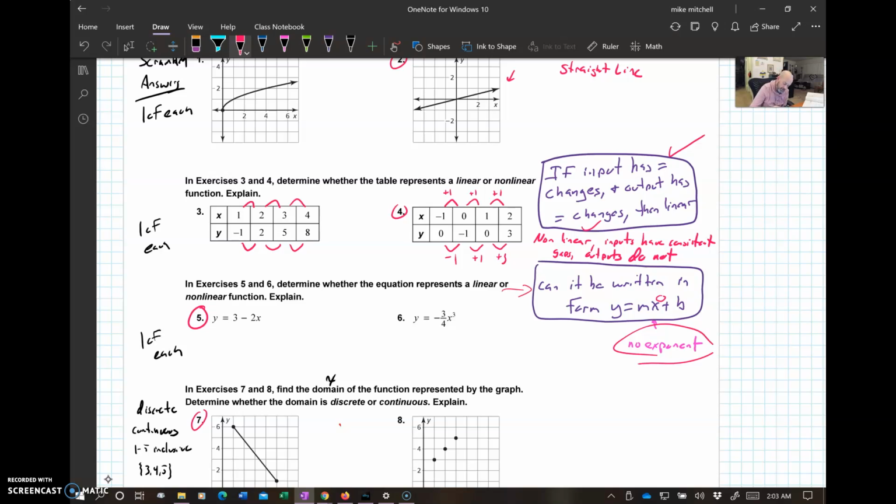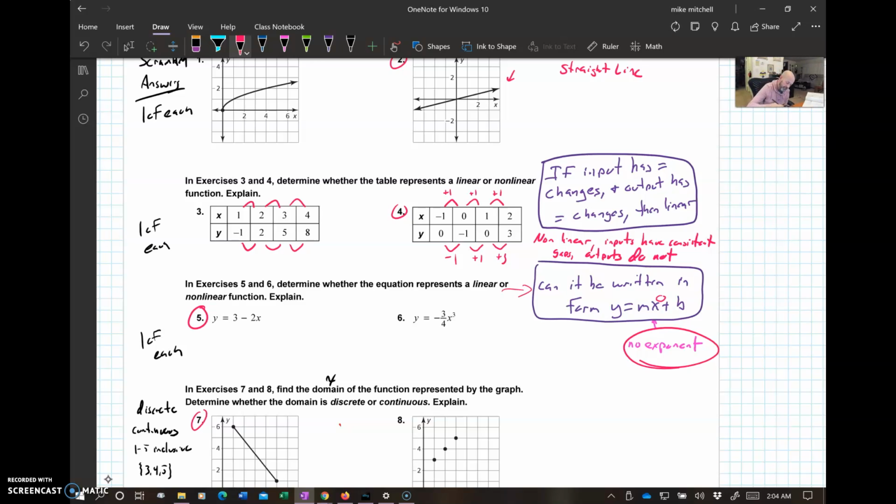For this one, I've got a note over here on it. It can be written in y equals mx plus b form. You might know this as slope-intercept form. Note the little circle I have here. It can't have an exponent on that x except for 1, which we usually don't write.